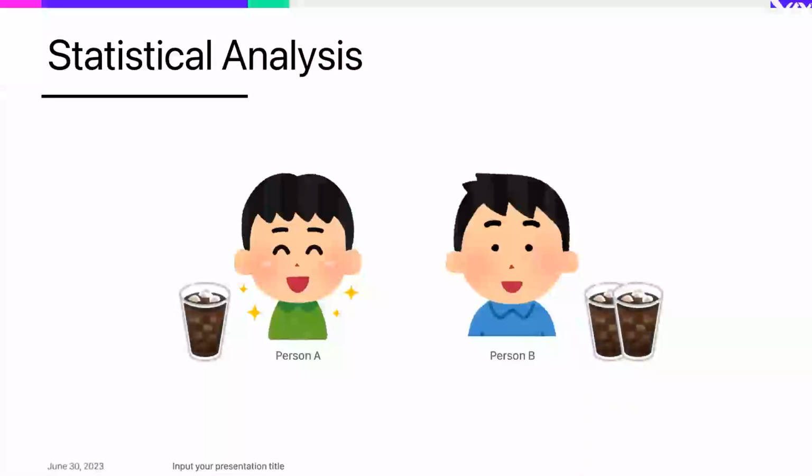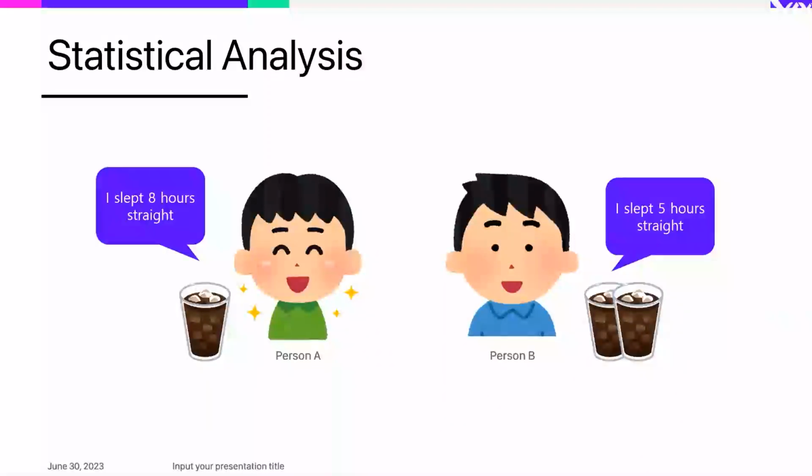Now, let's say person A drank a single cup of coffee and person B drank 2 cups of coffee. And now one person says he slept 8 hours straight, meaning without waking up, and the other says 5 hours without waking up. Now, can you say that drinking coffee affects the quality of the sleep? You may want to say it because person B with 2 cups of coffee slept fewer hours compared to person A with a single cup of coffee.